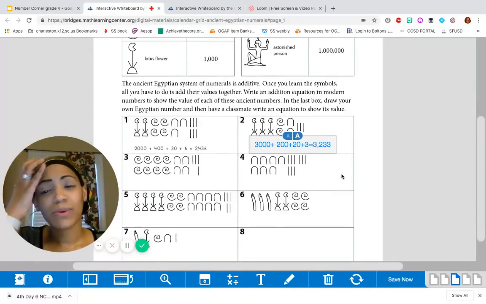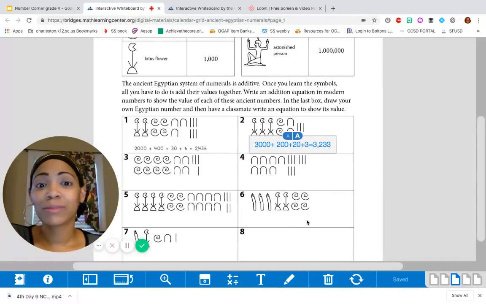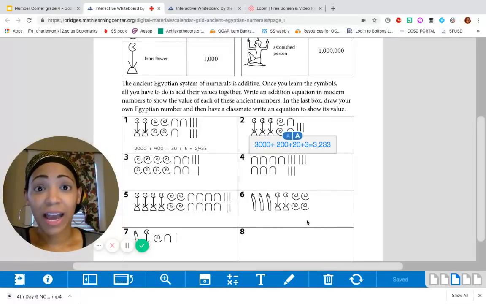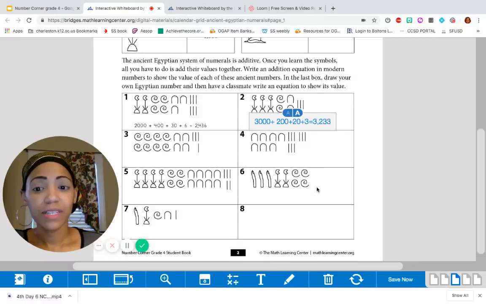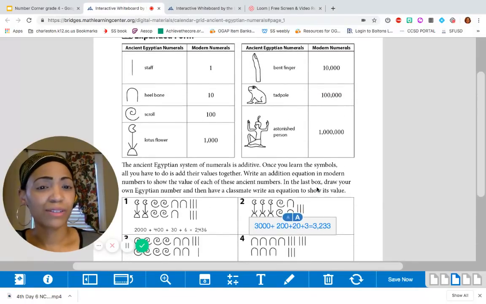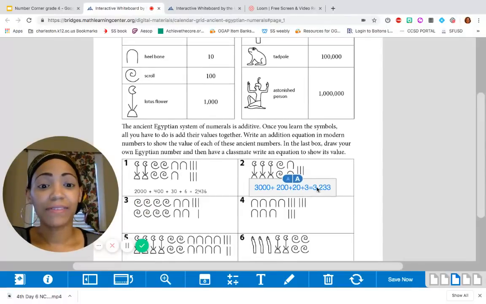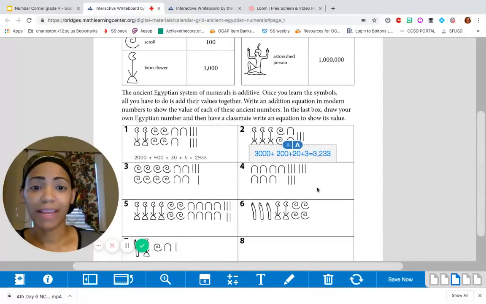Let's do one more together. I'm going to choose a random one. How about number 6? Let's do number 6 together. And then you guys can do the other ones on your own. Okay? Look at number 6. We have some bent fingers, which is a little weird. We have some lotus flowers and a scroll. Okay, we can do that, right?